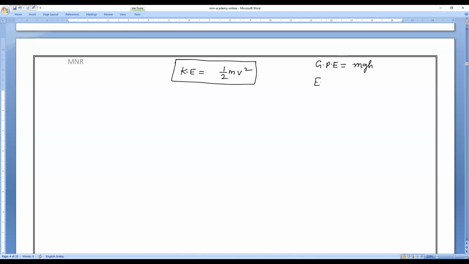And then we studied elastic potential energy. What is the formula of elastic potential energy? Half into k into x square. So what do you mean by k? Spring constant, and x means elongation or compression of the spring. Am I right or wrong? Either extension or compression of the spring. So that is elastic potential energy.